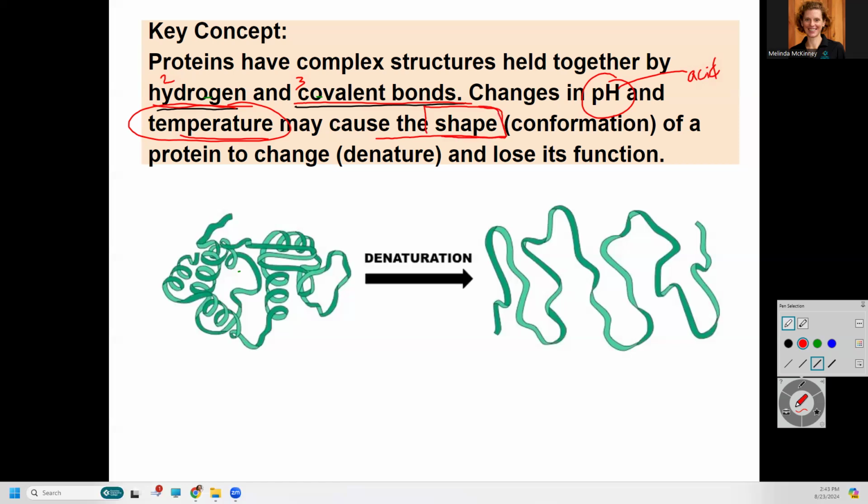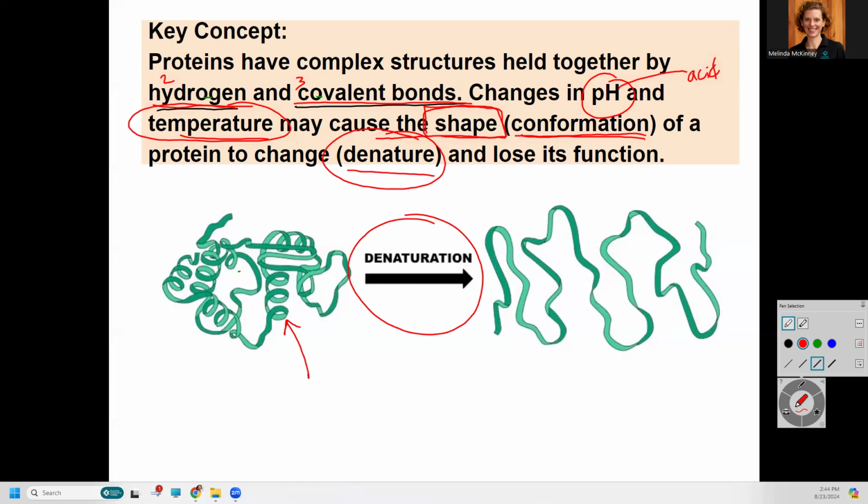Another word for shape is conformation. Just means the same thing. The conformation of a protein is its shape. And if the conformation changes to the point where it's not functional, that means it's denatured. So it's denaturation. We've got over here, if you remember these, what do you think these are called?